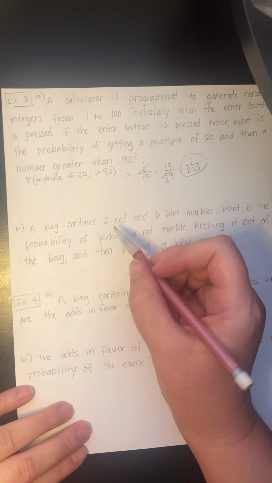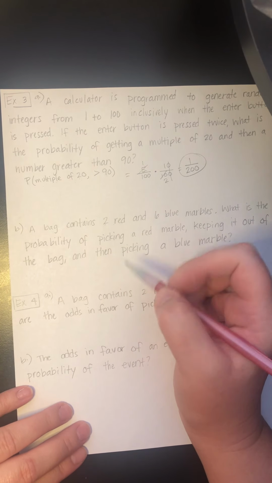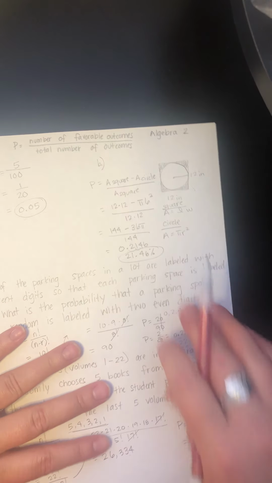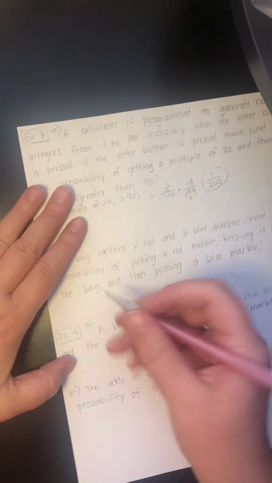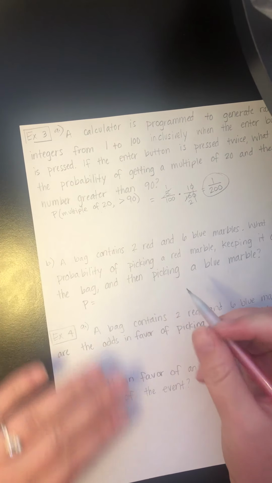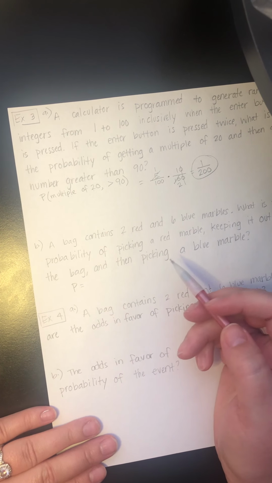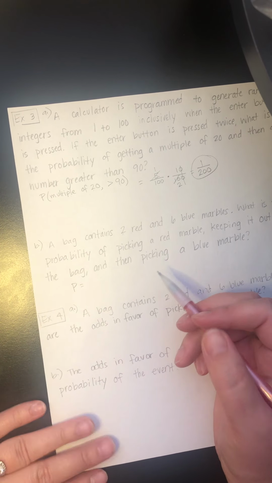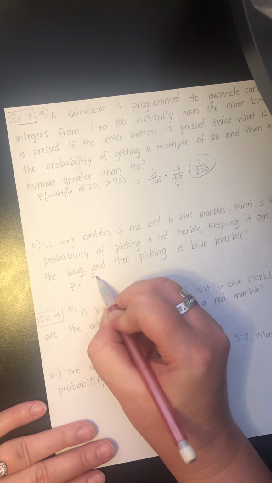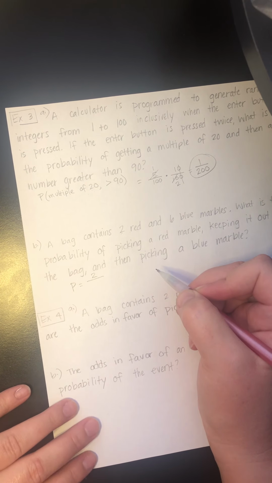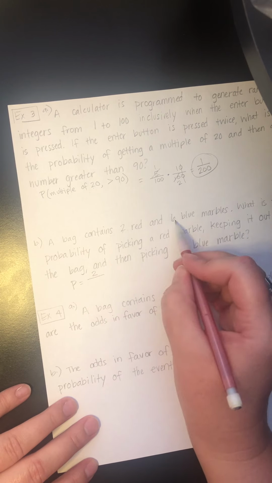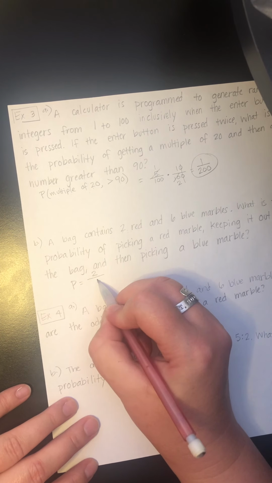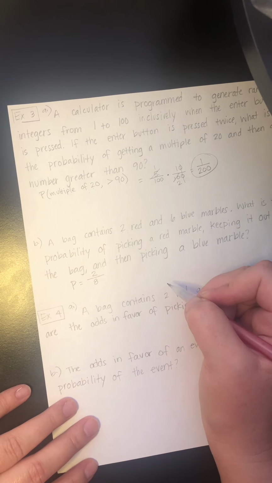So first, the probability of pulling a red out, we're going to use our formula, the number of favorable outcomes over the total number of outcomes. We have 2 red marbles, and the number of favorable outcomes of picking a red is 2 over the total number of outcomes. 2 plus 6. You just add your total number of marbles in there. Okay? Next, what about for the blue? The probability of picking a blue marble.